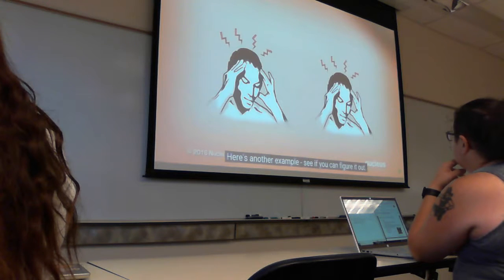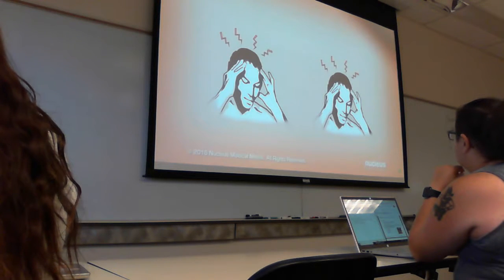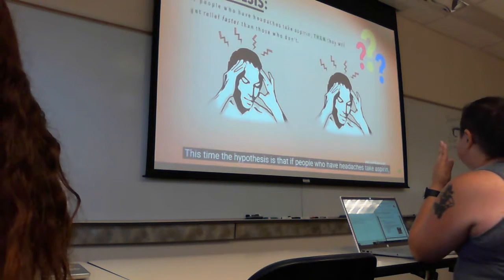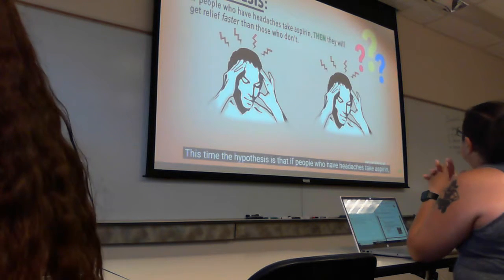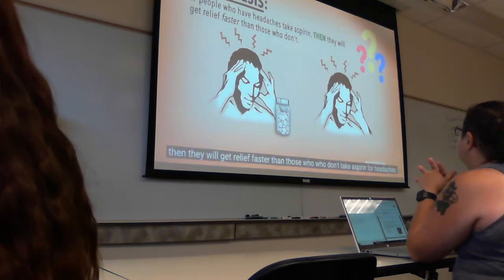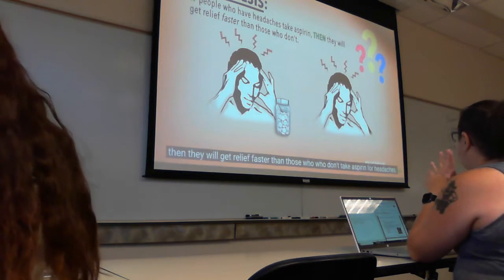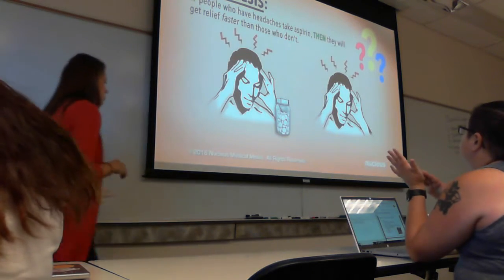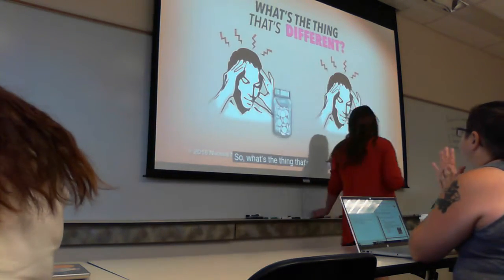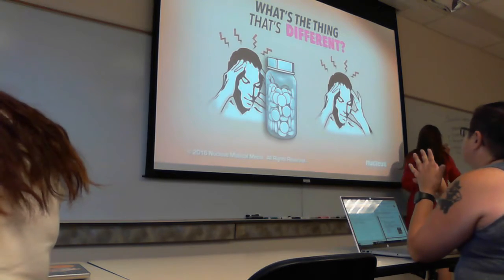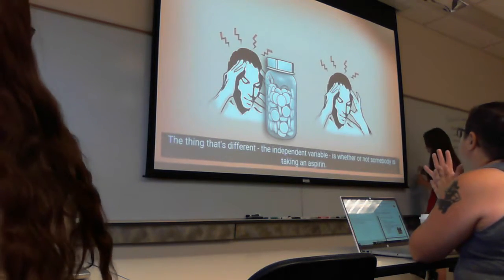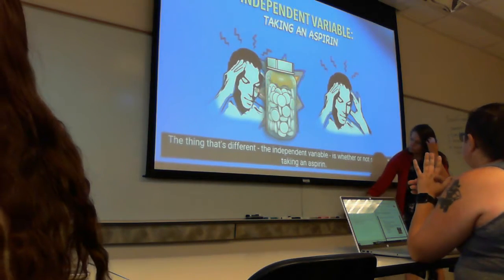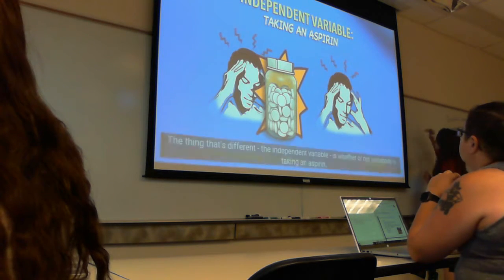Here's another example. See if you can figure it out. This time, the hypothesis is that if people who have headaches take aspirin, then they will get relief faster than those who don't take aspirin for headaches. So, what's the thing that's different in this case? The thing that's different, the independent variable, is whether or not somebody is taking an aspirin.